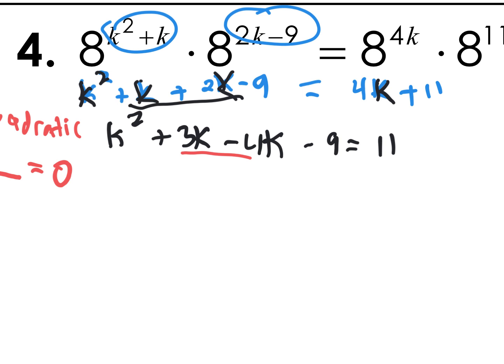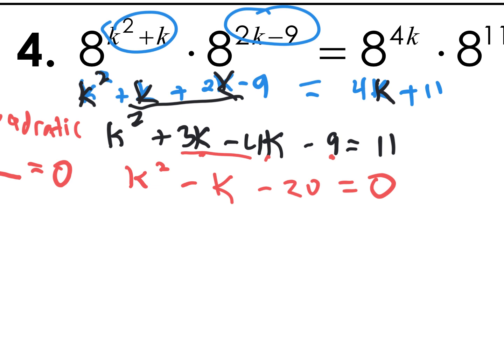So what does 3k minus 4k come out to? So k squared minus 1k, or k. Instead of minus 9, what will I write? Minus 20. Now, I will pause while you look at it, in case somebody has a question on how we did these magic numbers. You're good with it? Okay.